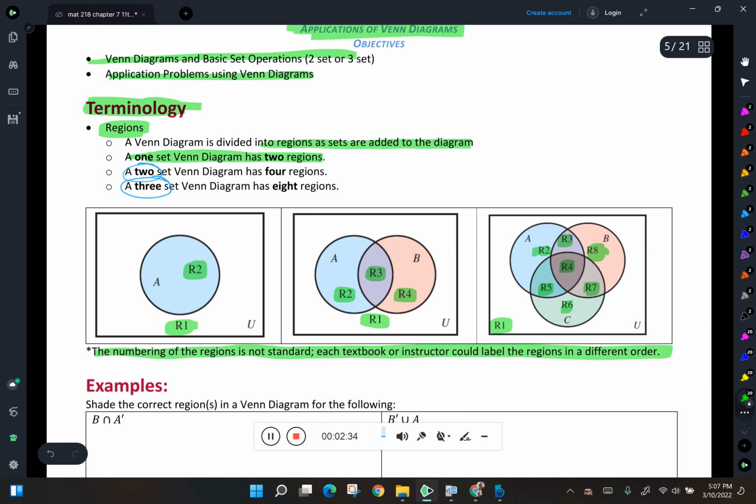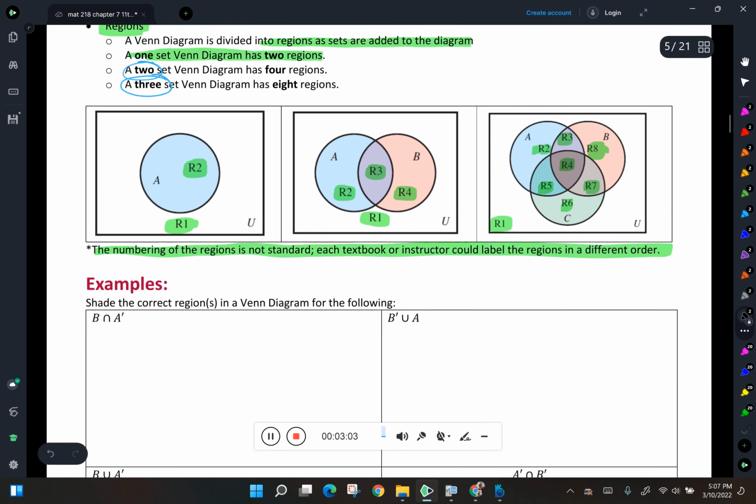Every textbook and every instructor could use different notation. Some use this R notation. I've also seen some people use Roman numerals, so they would call this Region I and this Region II, just as a way to differentiate. But basically what we're getting at here is that Venn diagrams break the universe up into pieces, and we label them so that we can talk about them and properly identify what it is we're talking about.